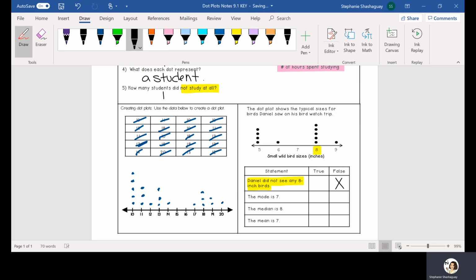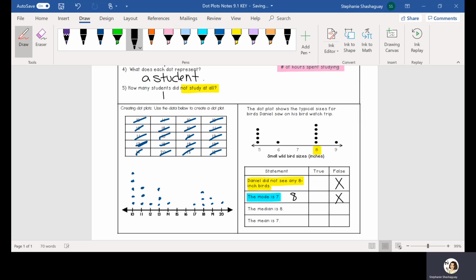Okay. It says the mode is 7. Well, the mode is the number that happens the most. So the mode is 7. That is also going to be false because the mode is actually 8, because that's the number that occurs the most, being 8 with 5.